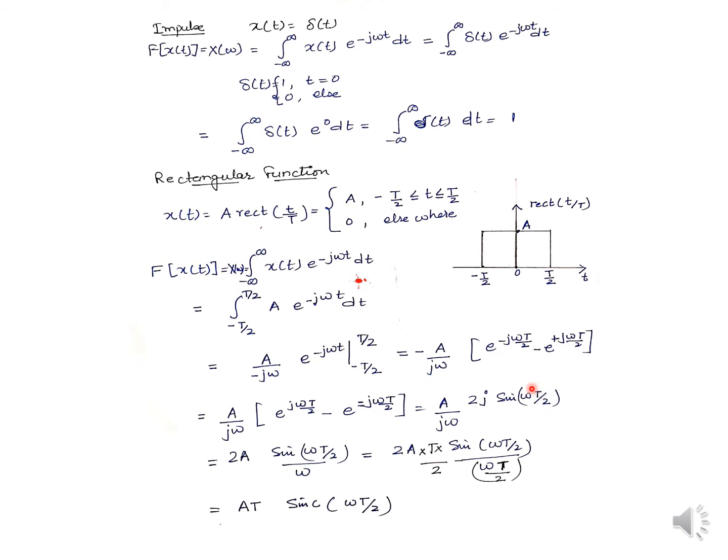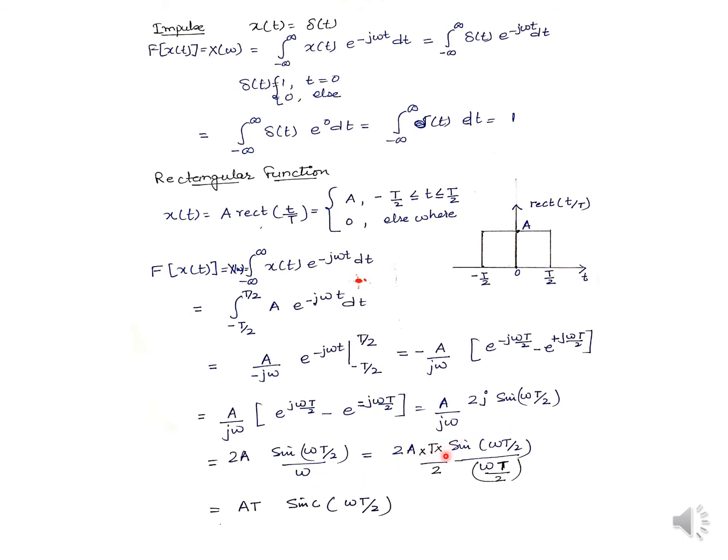Here theta is equal to omega t by 2. So when you put it, j will cancel with j. So it will be 2a sine of omega t by 2, divided by omega.